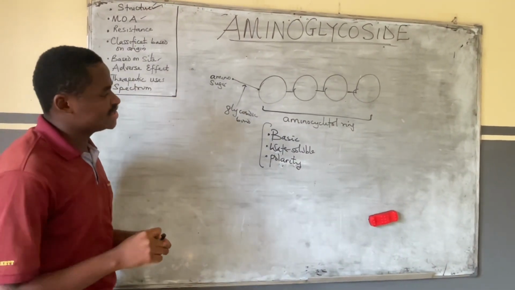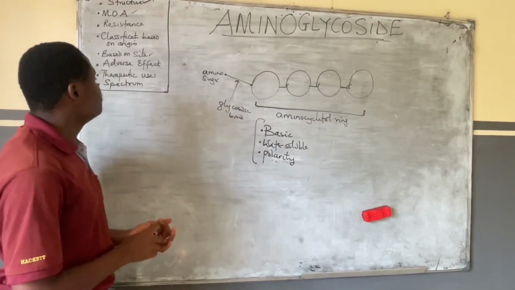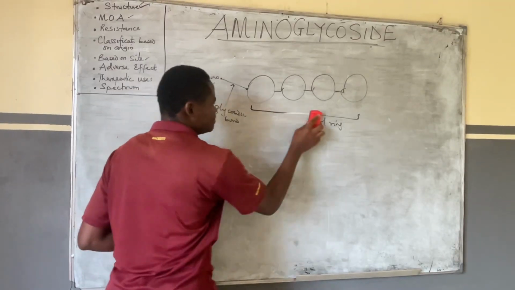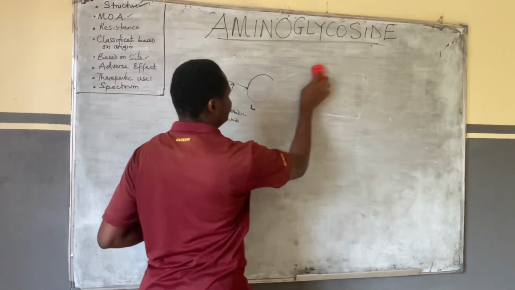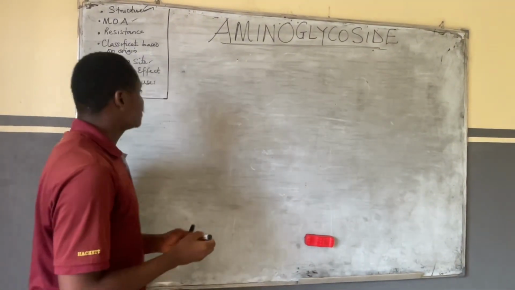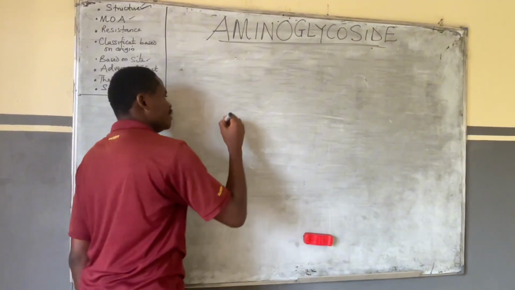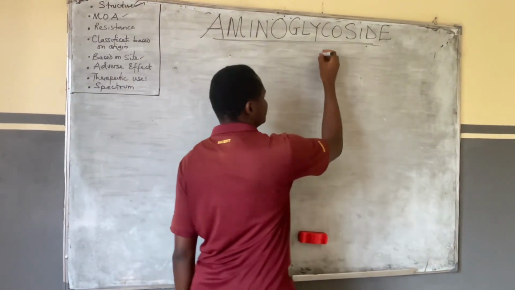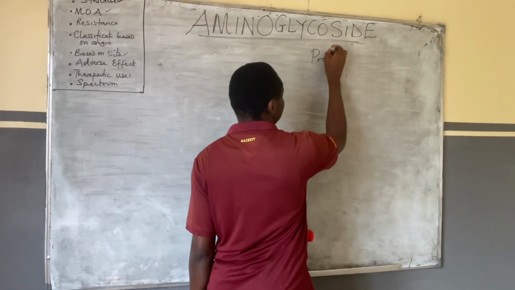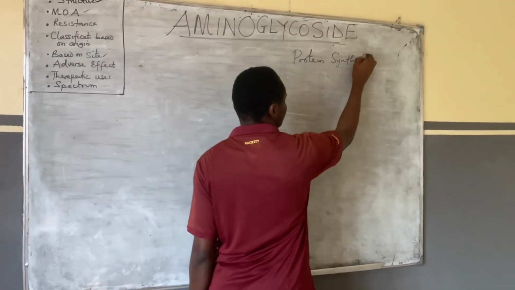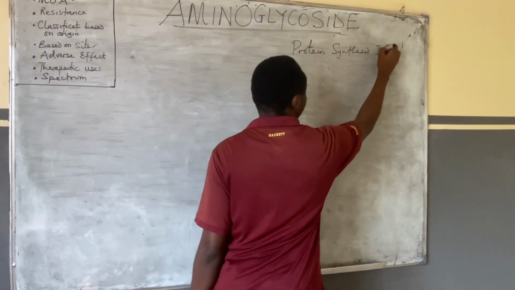Now, what then is the mechanism of action for aminoglycoside? We're going to note that aminoglycosides are active as protein synthesis inhibitors. There's this mnemonic I want you to remember. What are all the drugs that inhibit protein synthesis in bacteria, the protein synthesis inhibitors?